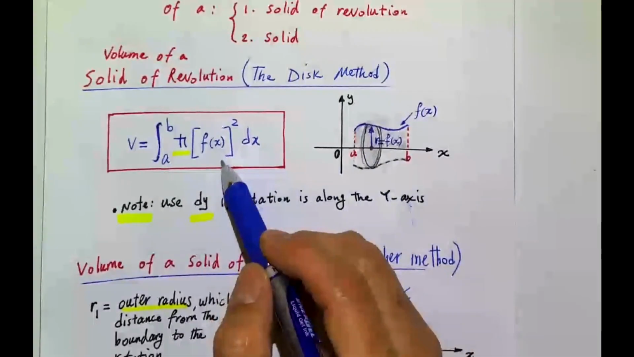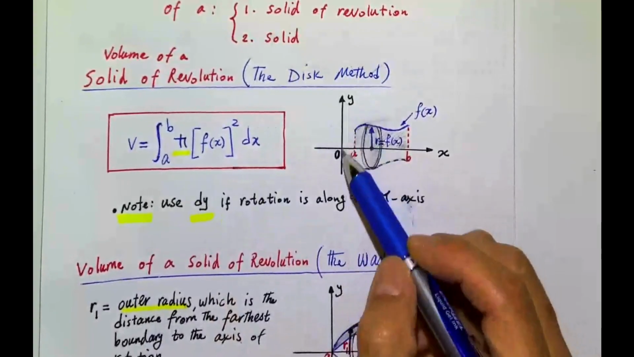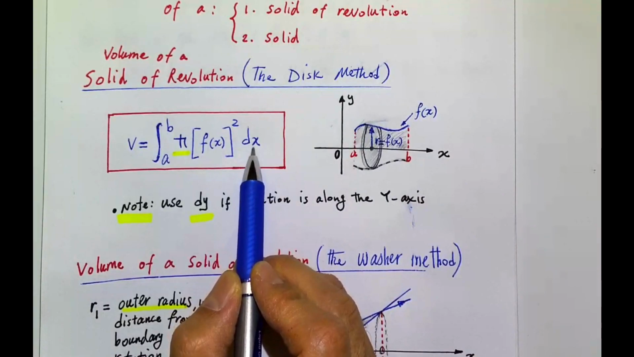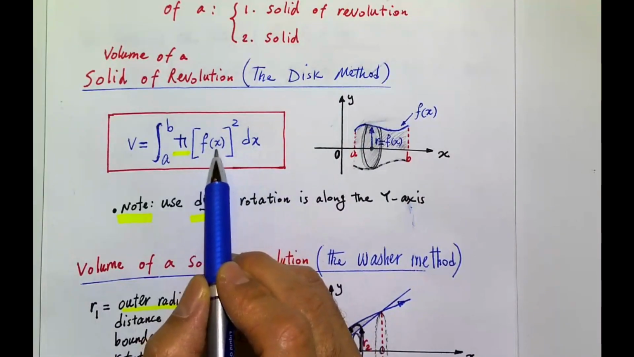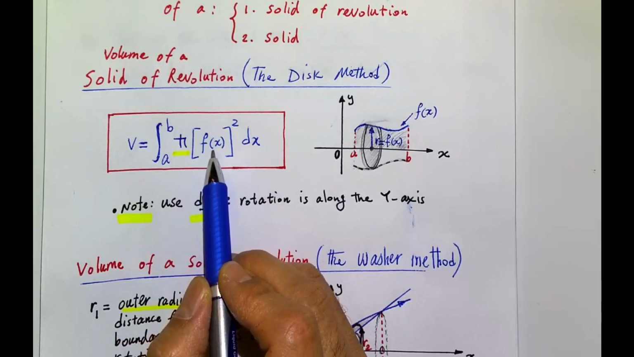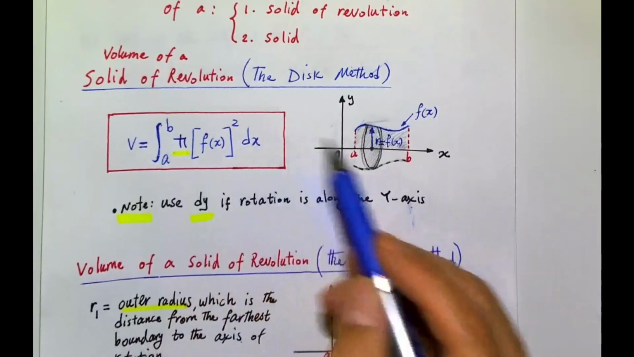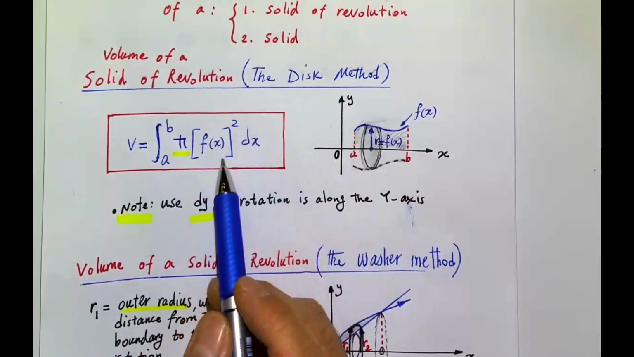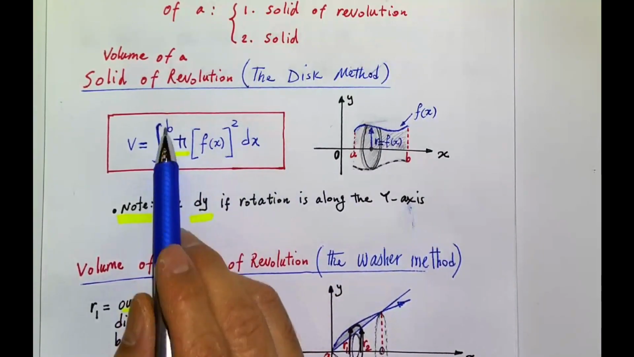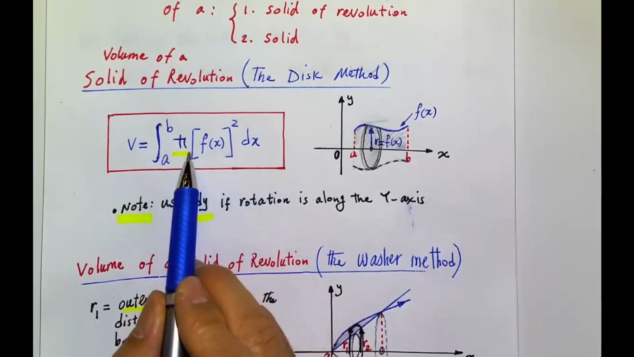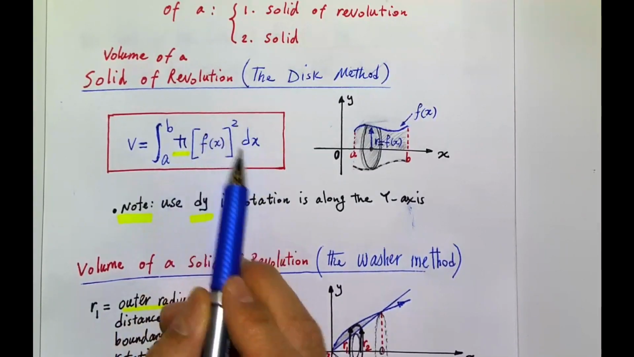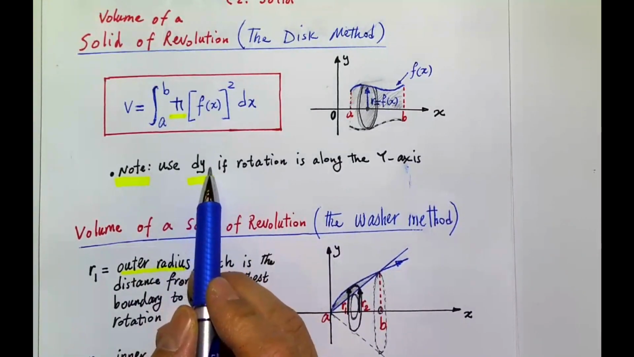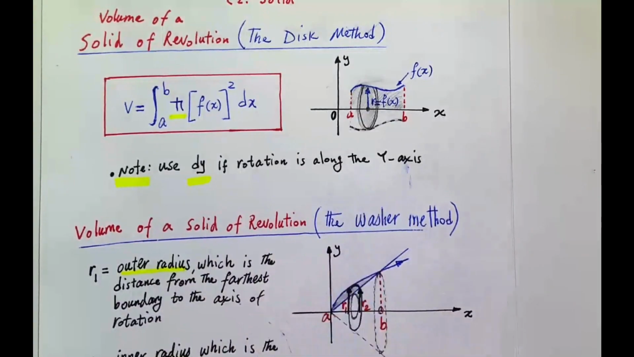If we were doing the same thing using the disk method and integrating along the y-axis, the only thing that would change is this would be dy instead of dx, and this function would be a function of variable y, because obviously we're integrating along the y-axis. So that's the formula we will use for the disk method. It would be a definite integral along the x-axis, in this case, pi times the function squared dx. And this is just a note saying to use dy if rotation is along the y-axis.